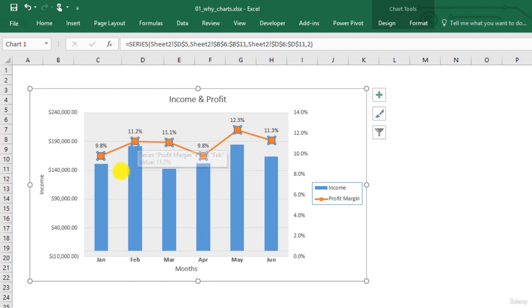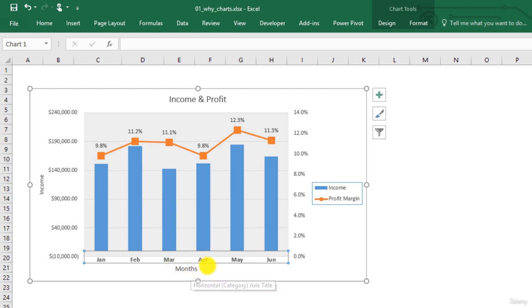Now this horizontal axis is known as the category axis or just the horizontal axis, and the labels at the bottom, these month values written here, are known as the horizontal axis labels. Now, similar is the nomenclature for the vertical axis, but if you notice in this chart, we have two vertical axes.